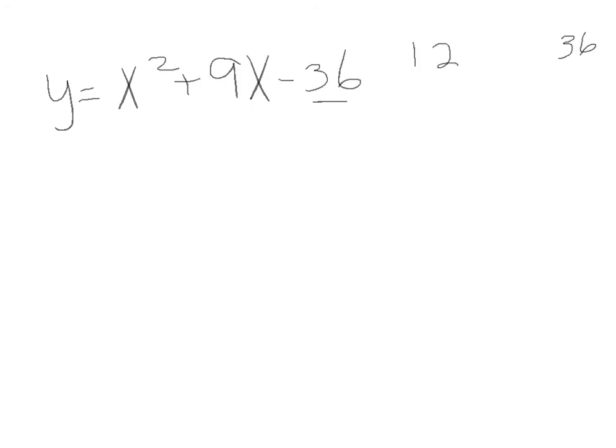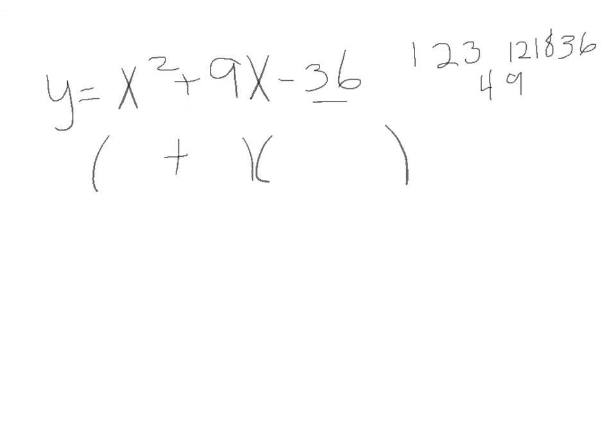Let's try another one. So if we have x squared plus 9x minus 36, and I'm going to tell you to solve this expression. Okay, so remember when I say solve it, all I'm doing is asking for the x-intercepts. So I want to go ahead and factor this using our trick. Where are all the factors of 36? 1 and 36, 2 and 18, 3 and 12, 4 and 9.